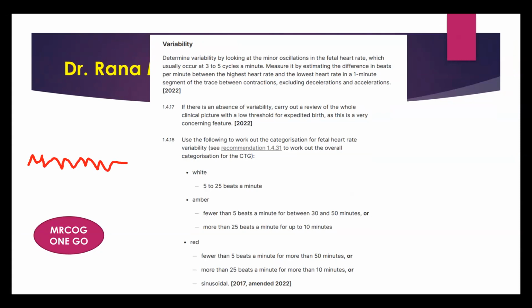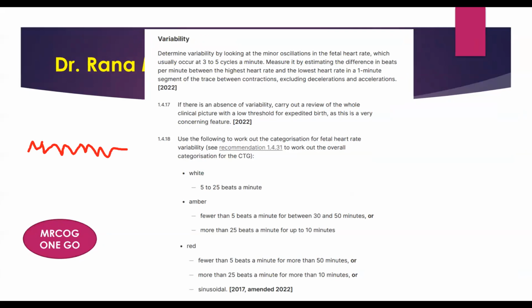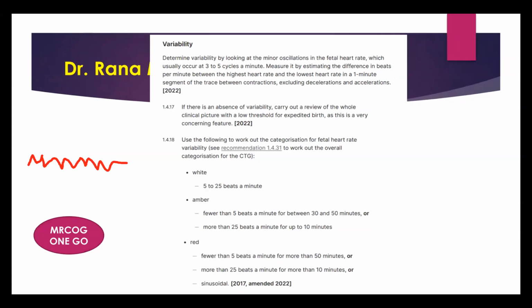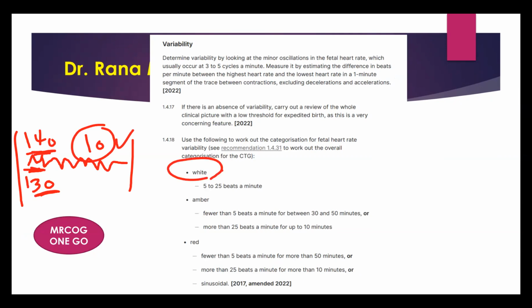Okay, so if we have this basal heart rate and it's between 130 and 140, what about the variability here? It's 10. This is 1 minute, and the difference between the lowest fetal heart rate and the highest one is 10. So this is normal, this is white. If the variability is 5 to 25 beats per minute, and this is like the old one.